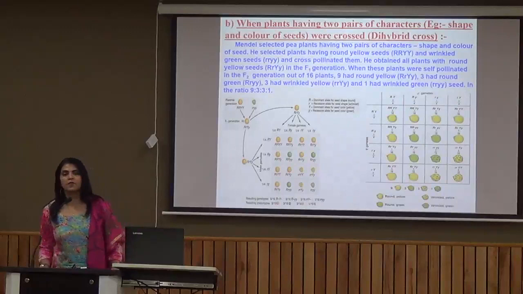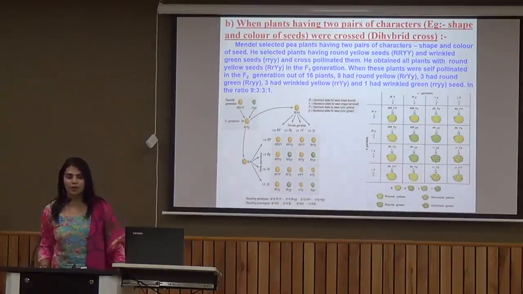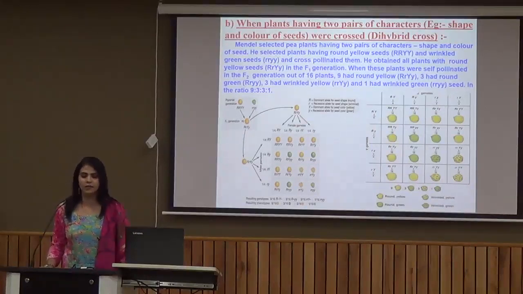Now the next type of cross is dihybrid cross. In case of dihybrid cross, instead of one, we are going to take two pair of contrasting trait. For example, we can study together about height and shape of the seed, or we can talk about color and shape of the seed. So he selected pea plants having two pair of character, that is shape and color of the seed. He selected pea plants having round and yellow seed and crossbred them with wrinkled and green seed. And then the cross pollination was being done.